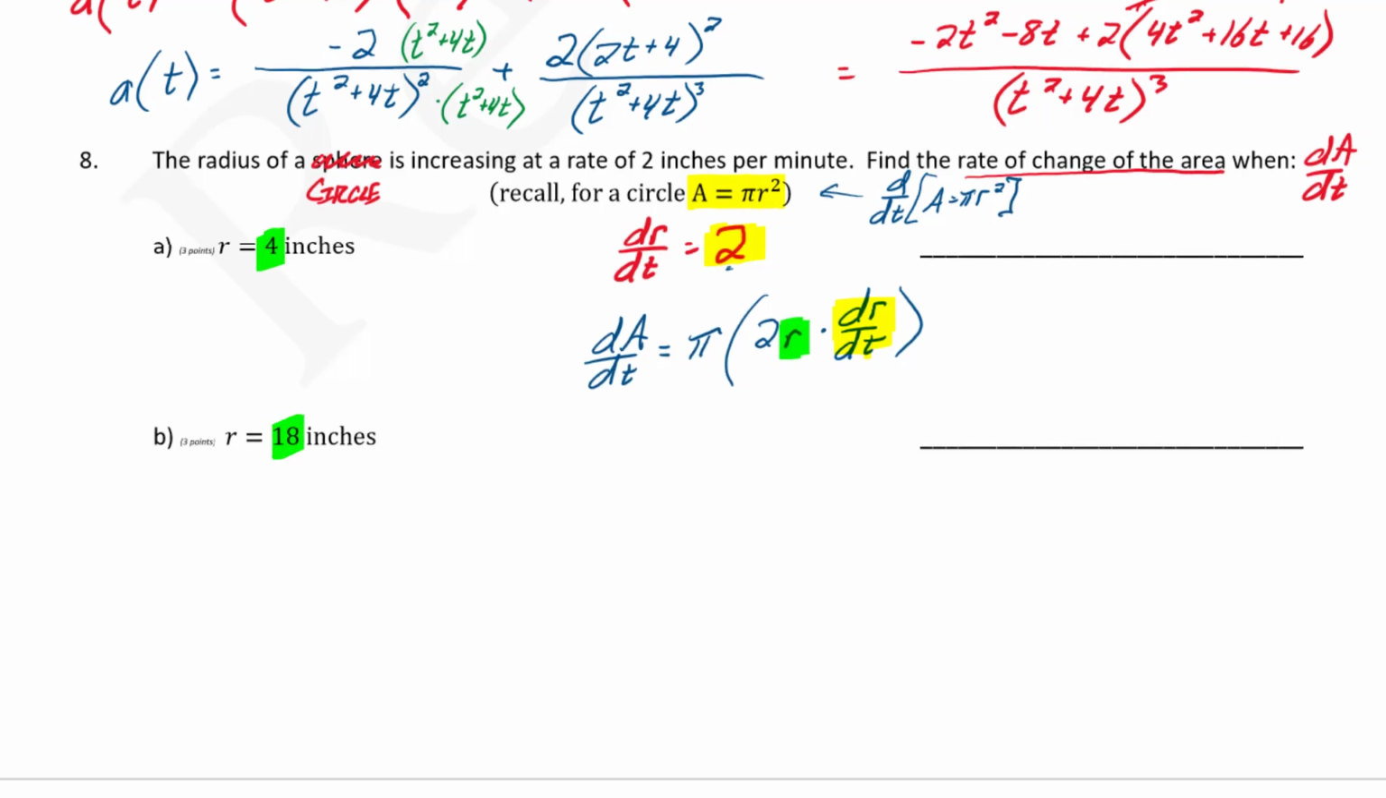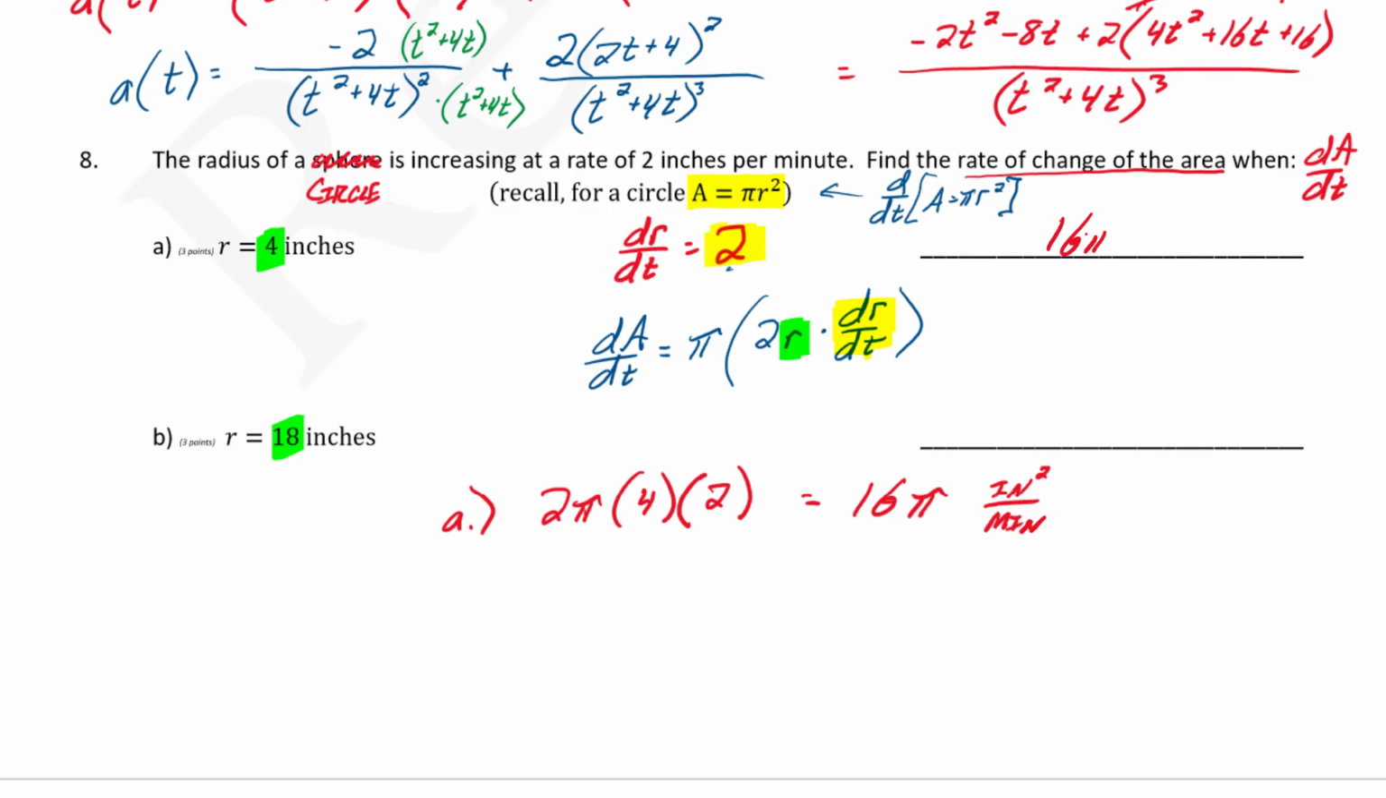So for part A, I've got dA over dt equals 2 pi times the radius 4 times the dr over dt, 2, which looks like I get 8 times 2 for a total of 16 pi. And in this case it would be area, so square inches per, and then the time unit was minutes. So there's my first answer, 16 pi square inches per minute.